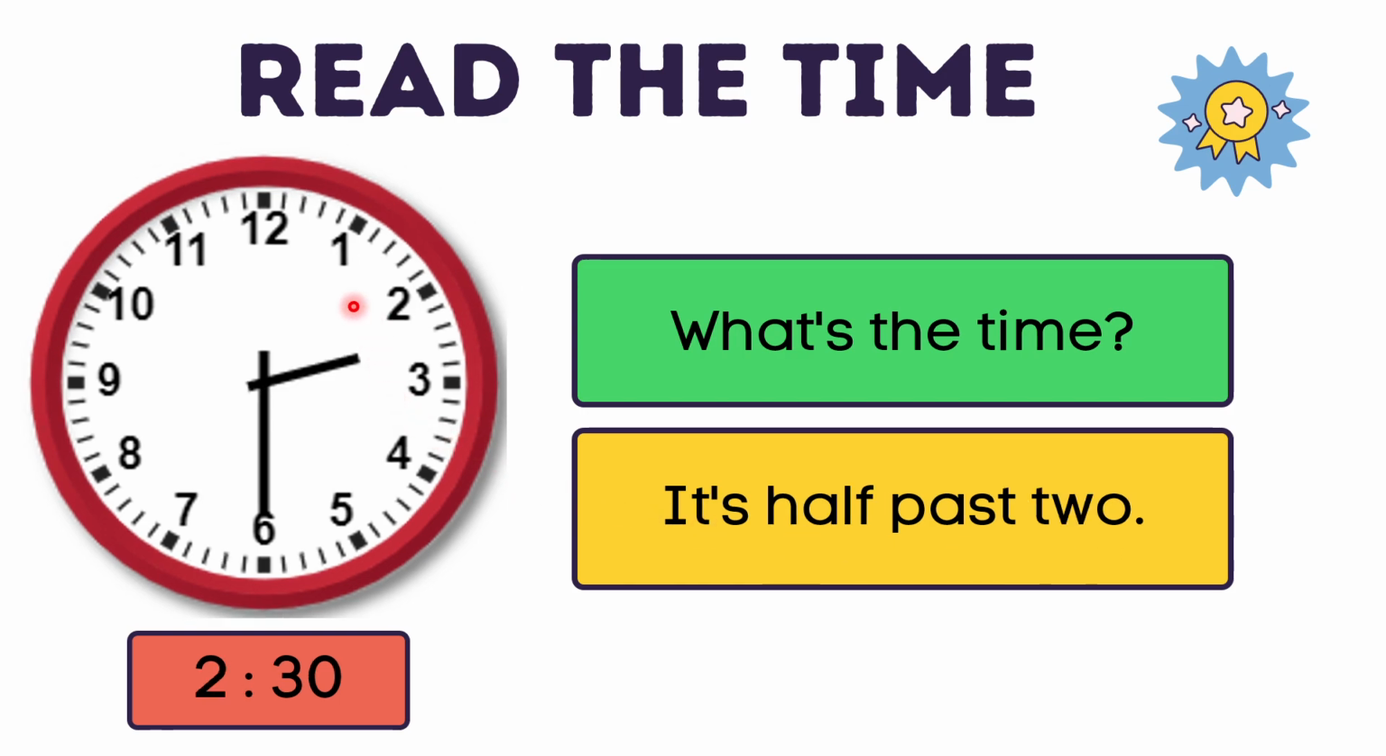Okay, look at the hour hand, the shorter hand. The hour hand is located between 2 and 3. So you put number 2, not number 3. Then you look at the minute hand, which is located at number 6. So you have to write here 30. It means that it's 2:30. So what's the time? It's 2:30.